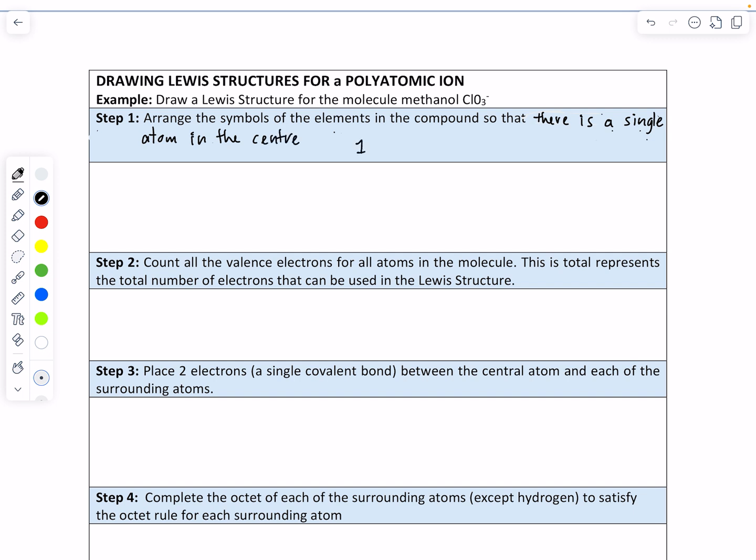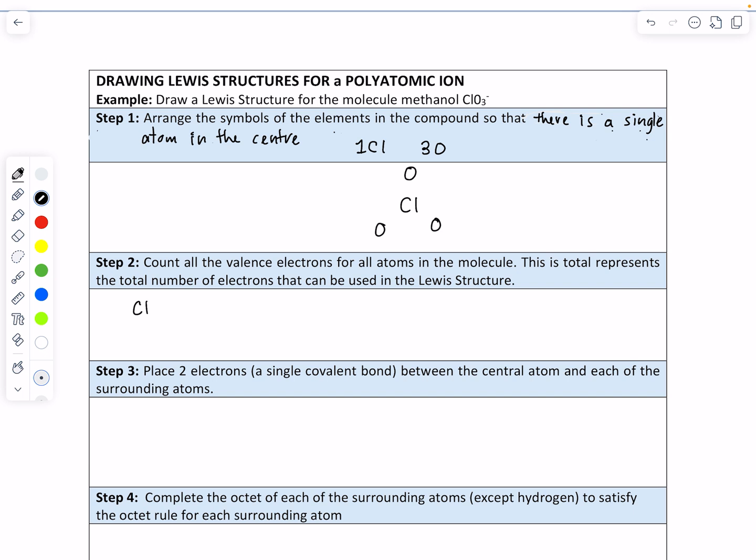We have 1 chlorine and 3 oxygen. So we're going to place the chlorine as the single atom in the center, surrounded by 3 oxygens that are equally spaced. In step 2, we're going to count all the valence electrons for all the atoms in the molecule, and this total will represent the number of electrons that can be used in the Lewis structure.